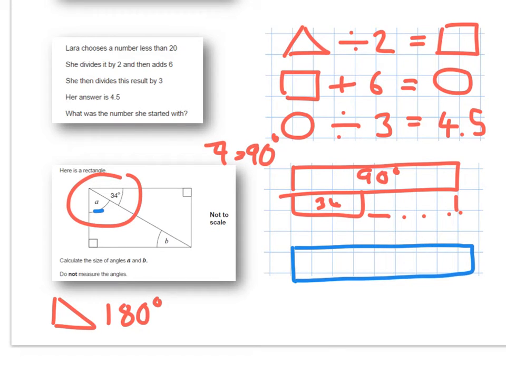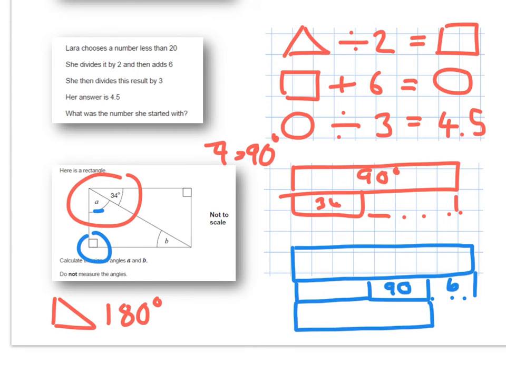So I would have angle A, which I'll put in here. I would have 90 from here, and then angle B is going to be that final part. So I'll take angle A and my 90, add them together, and take the total away from 180. That's one way of working out angle B.